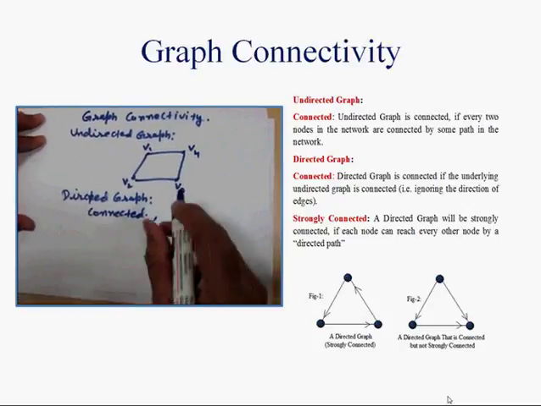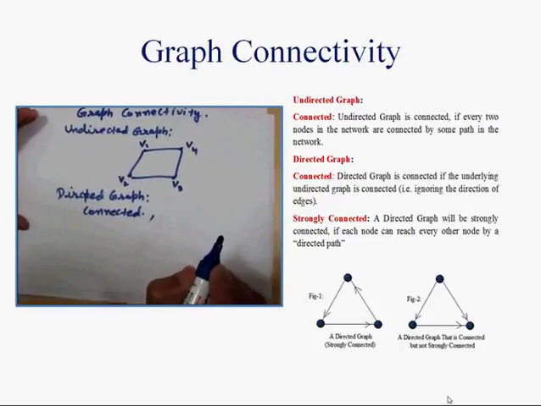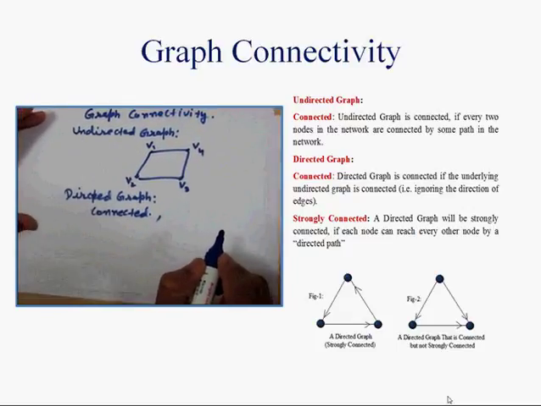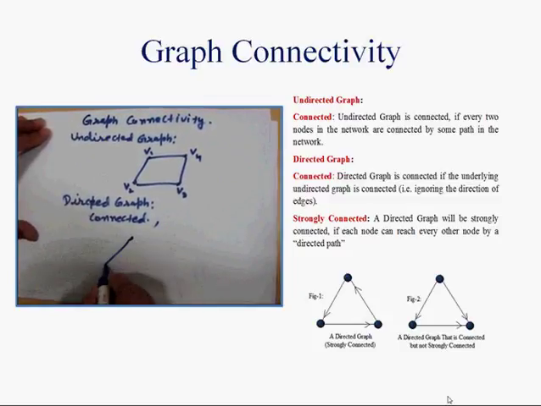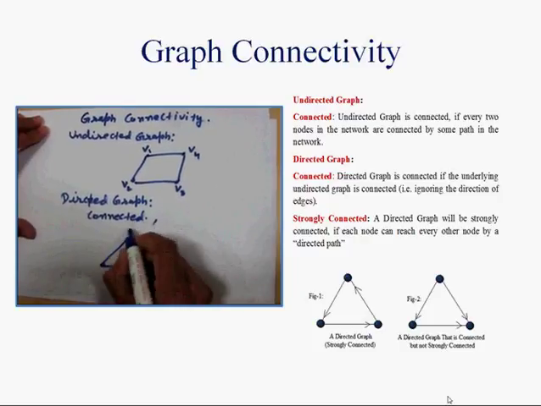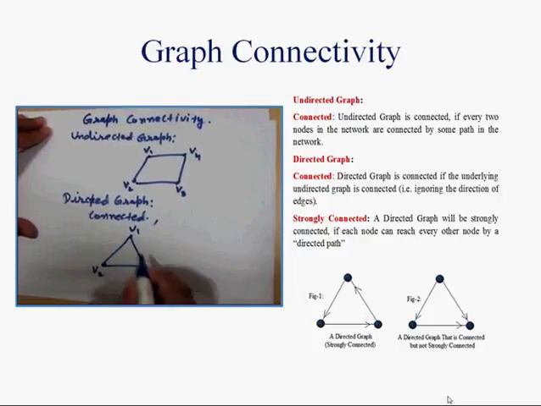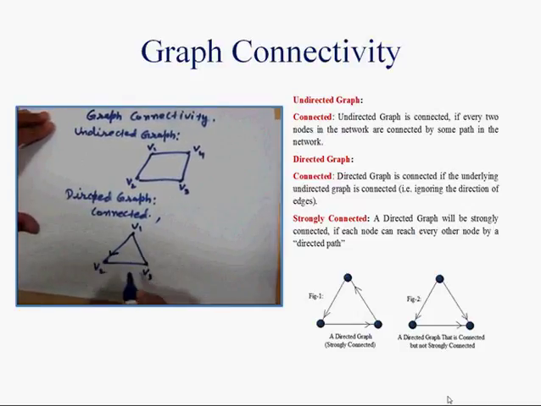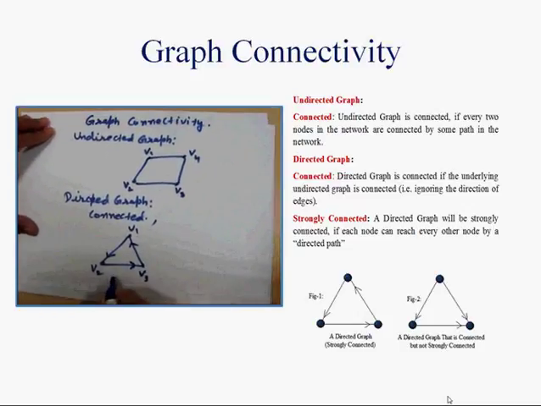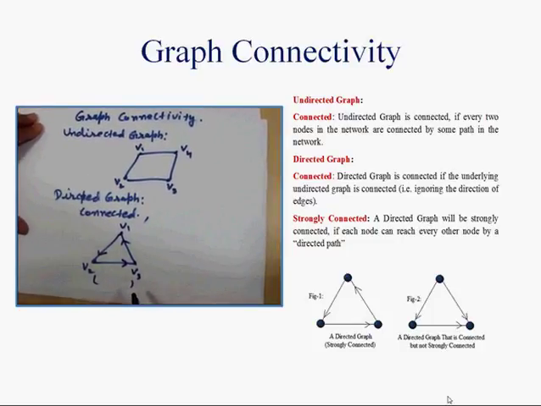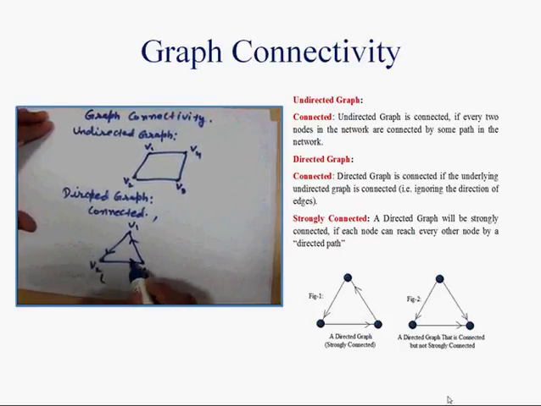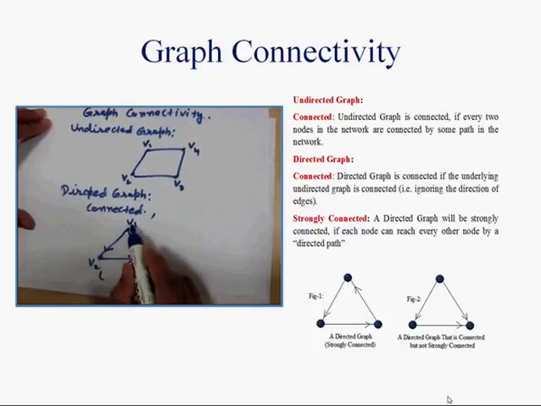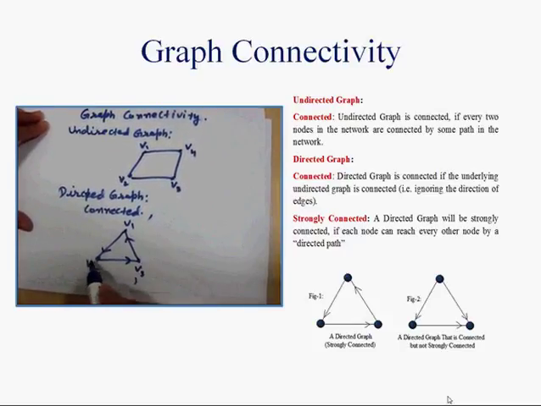Another important term is strongly connected. A directed graph will be strongly connected if each node can reach every other node by a directed path. This will be clear from this example. For example, we have a graph with B1, B2, B3 as nodes, and there exist directions like this. Then this directed graph will be strongly connected as each node can reach every other node by a directed path. You can reach B1 to B3, B2 to B3, B2 to B1 by a directed path.